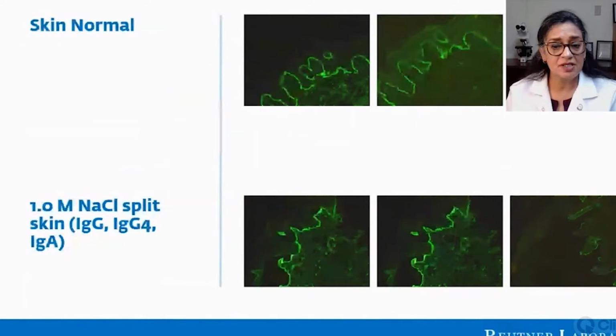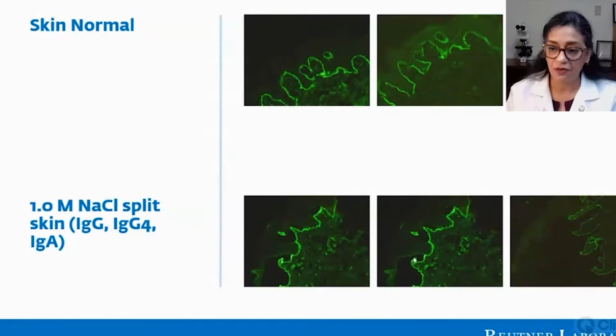And these images reveal deposits on the floor. This is IgG, IgG4, and IgA. And these are the images from normal skin of this specimen. So this is indicative of EBA group or bullous LE or laminin 332 or laminin gamma 1 autoimmunity.